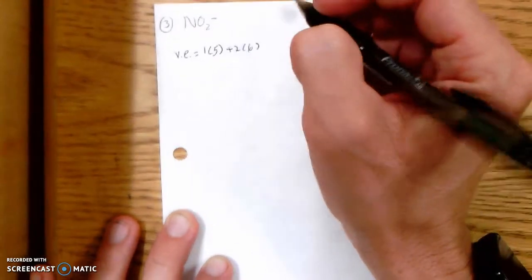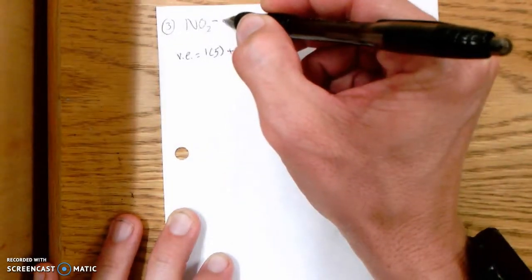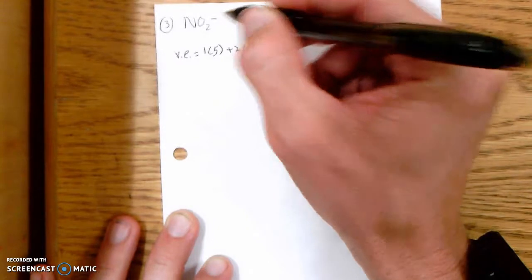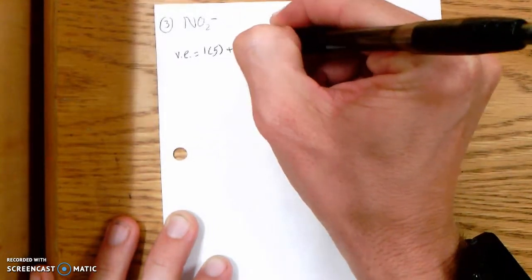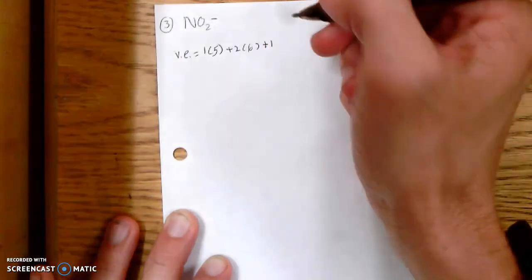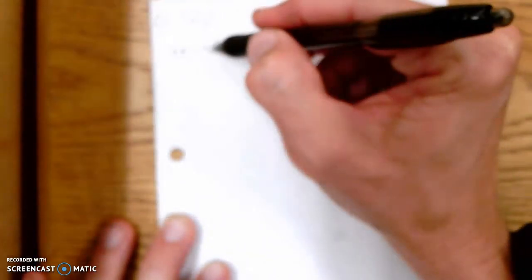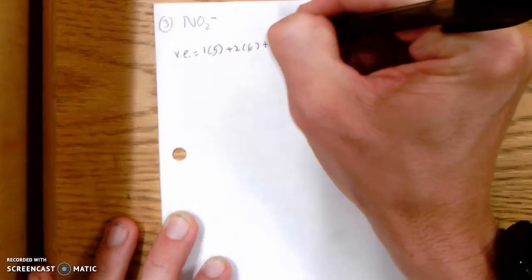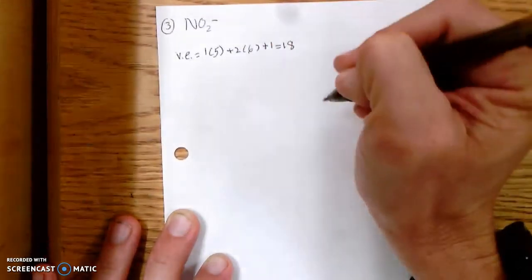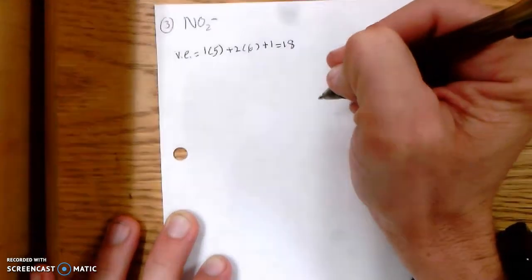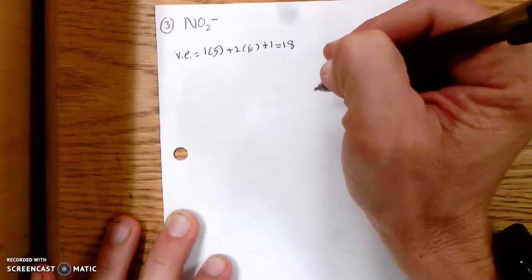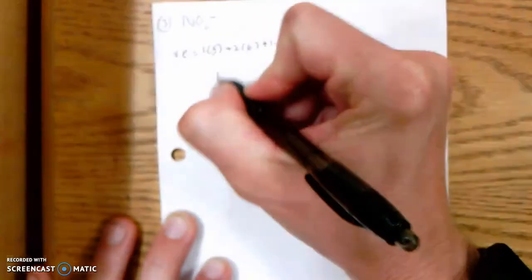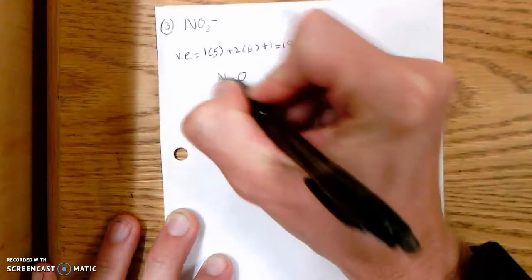We can't have an odd number, so you've got to look right there. Has it gained or lost an electron? A minus means it's gained 1. We're pretty much always adding 1. The only time you would ever subtract 1 is when you have ammonium. So 5 plus 12 is 17, plus 1 is 18. That's step 1. Step 2, usually the least electronegative atom goes in the middle. Nitrogen's less electronegative than oxygen. It's going to go in the middle.